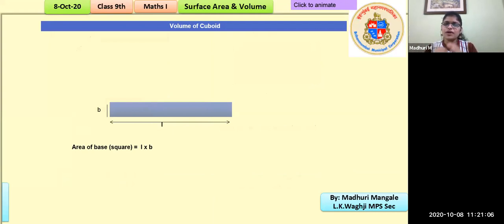Okay. Now, when we look at a cuboid like this, we start with the area of the base. What is the base? The shape of the base here is a rectangle, right? So we start with the area of the base, that is a rectangle in this case. So it will be length into breadth, right? And we have to simply multiply by the height. So let's look at the figure on the screen.